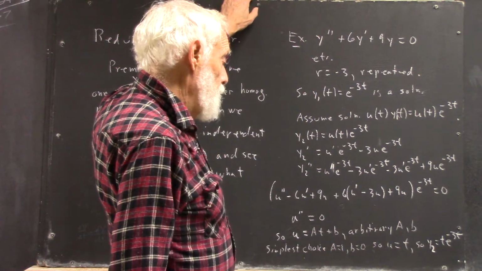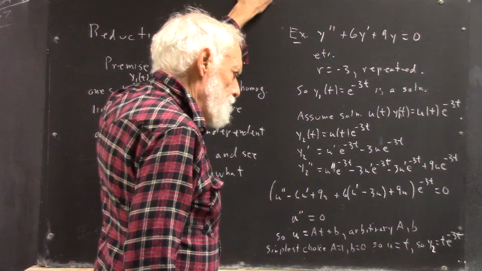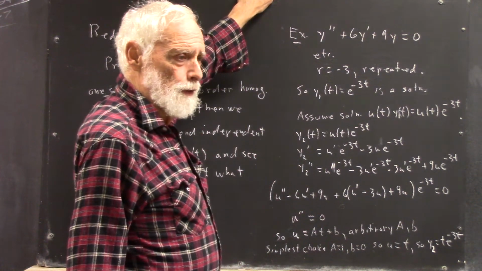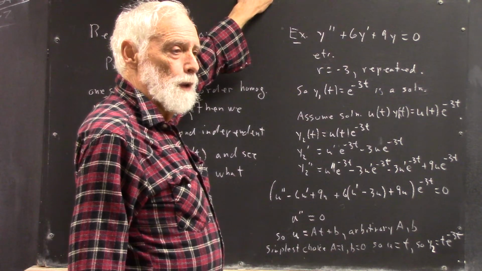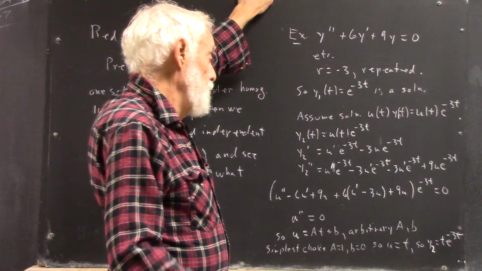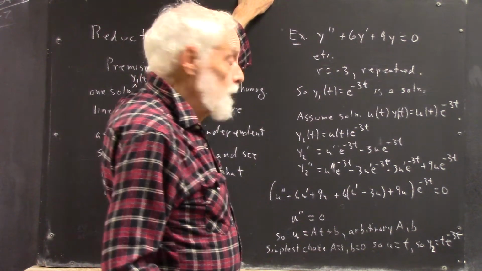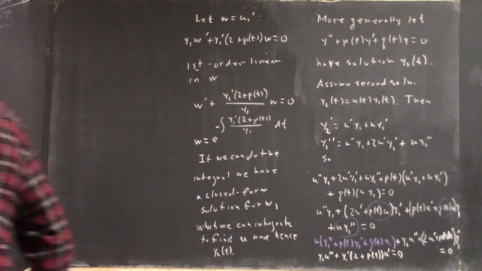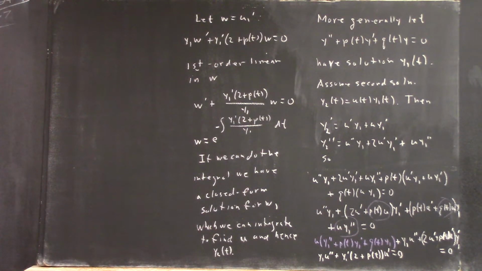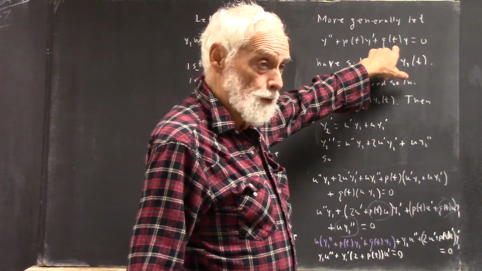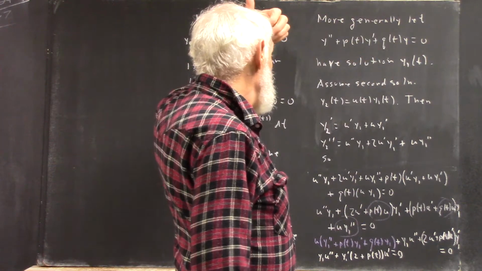Okay, well, that's all great, but the question arises, what happens if we don't have a constant coefficient equation? It turns out that we have a method for dealing with that. It's reduction of order, but it's a little more general. So if we have the general equation, that equation is y double prime plus p of t y prime plus q of t y equals 0.